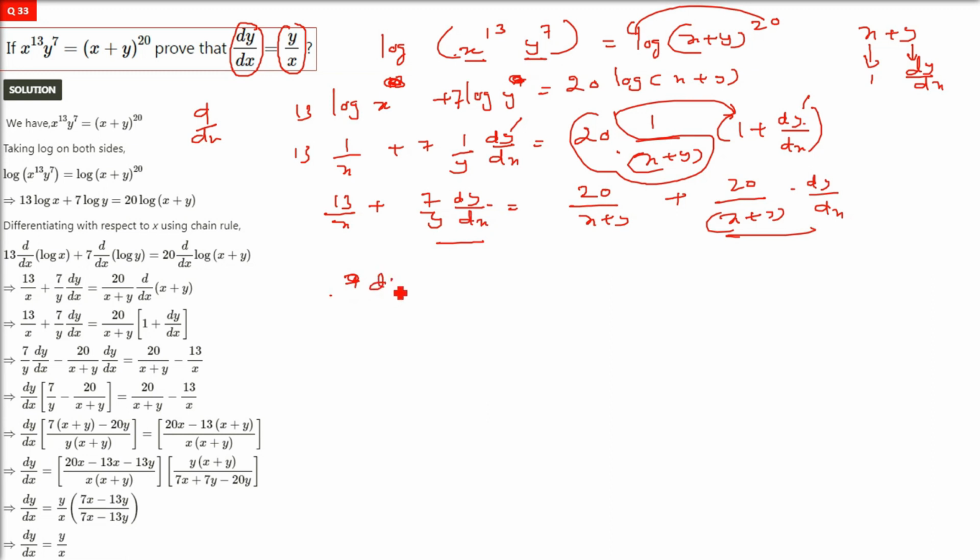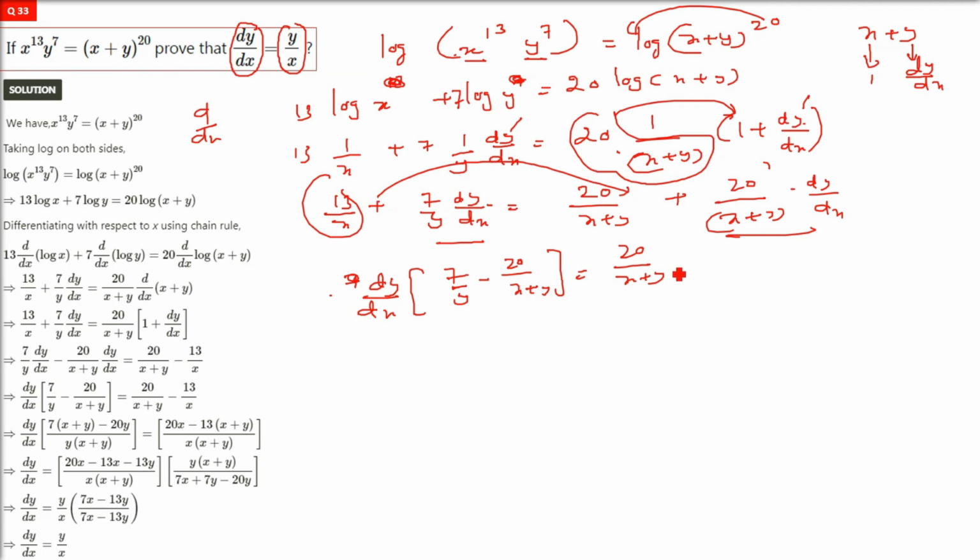This dy by dx I am taking common. So inside one will be 7 by y minus 20 by x plus y. And then this 20 by x plus y is here, and 13 by x I am taking on the right hand side. So let us bring it here. Minus 13 by x. Now let us solve this.